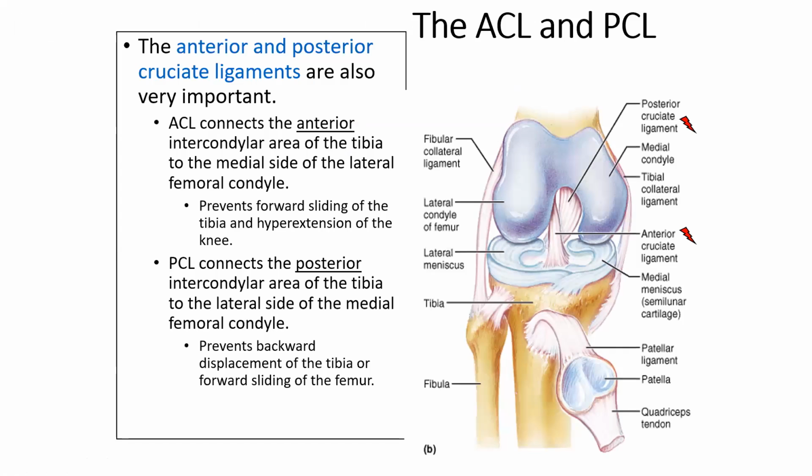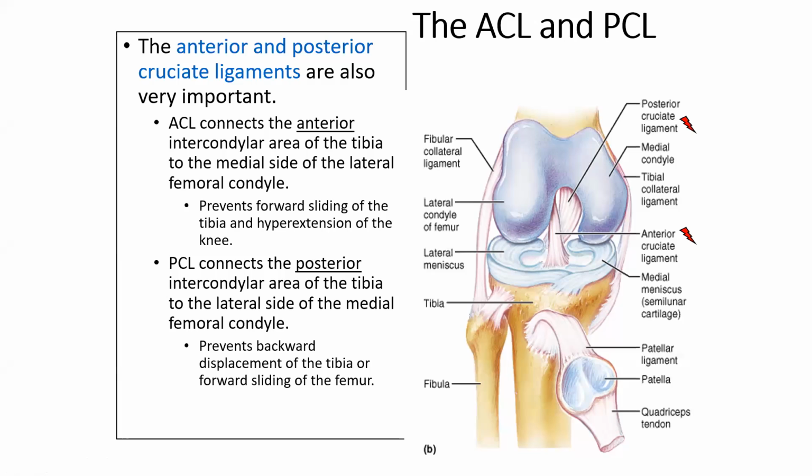The ACL, the anterior cruciate ligament, attaches at the anterior intercondylar area of the tibia, meaning the area between the condyles on the tibia, right here. The ACL connects the front of the tibia to the lateral condyle of the femur. So it attaches in the back. And this keeps the knee from sliding forward, hyperextending the knee. That's the role of the ACL, to keep the knee from hyperextending forward.